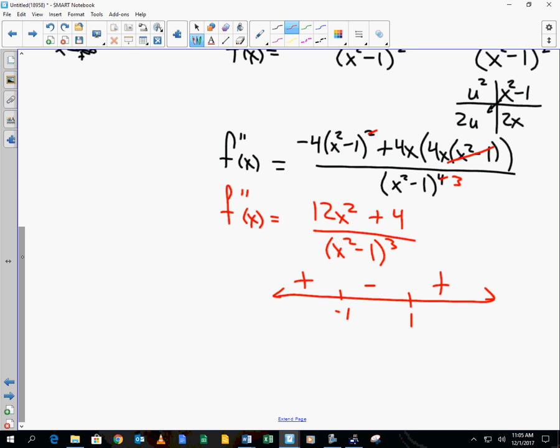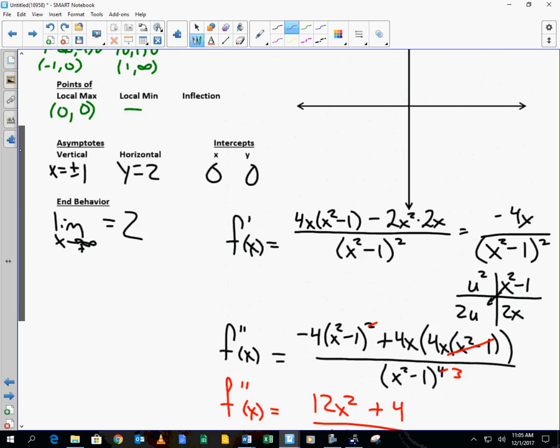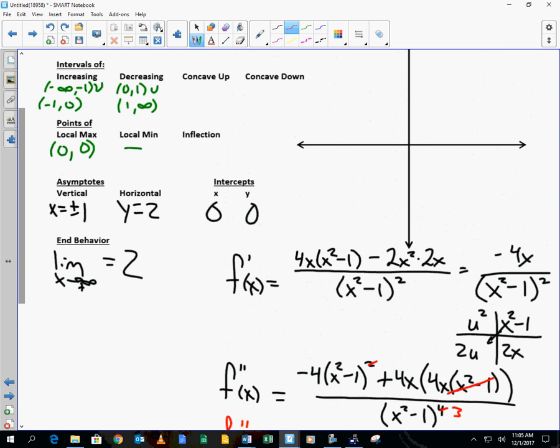What does that tell me? Very good. Local max. No. Okay, good try. Which test is that? F prime, but we got F double prime going on. F double prime doesn't tell us about local min or local max so much as it does concavity. Concave up from negative infinity to negative 1. Here is 1 to infinity. Concave down in between.